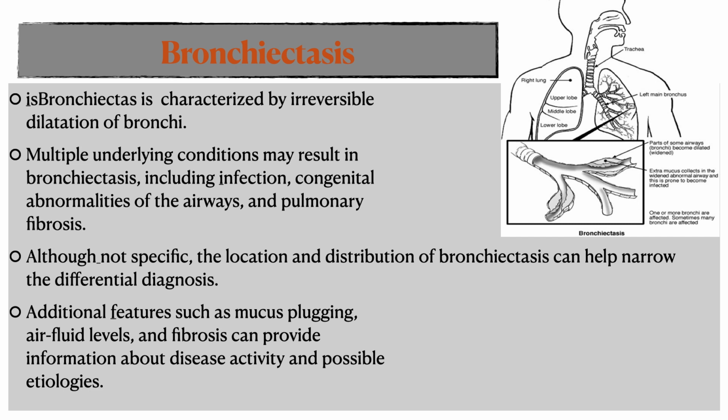So bronchiectasis is characterized by dilation of bronchi, and it can be caused by infection, congenital abnormalities of airways, and pulmonary fibrosis. And although the location and distribution of bronchiectasis can help narrow the differential diagnosis, there are also some other features such as mucus plugging, air fluid levels, and fibrosis.